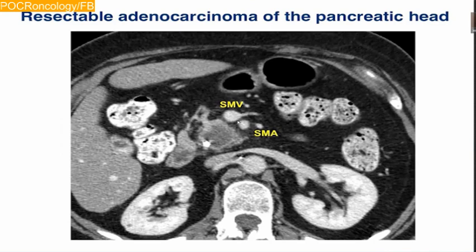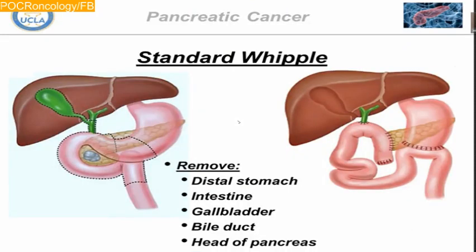So this disease, again, the resectability mainly in relation to the SMV portal vein and the superior mesenteric artery, you can see there's a clear fat plane between these two vessels. So this is a resectable disease, and nobody on earth would argue with this. So this patient gets a standard Whipple operation.